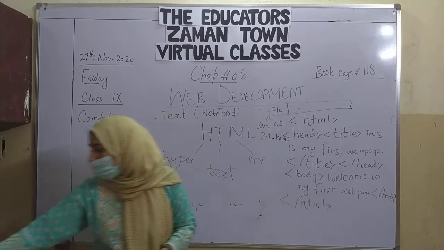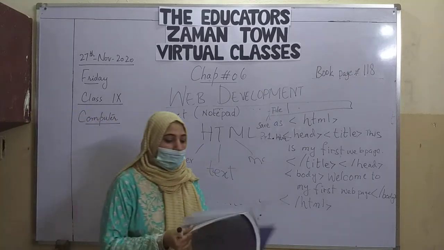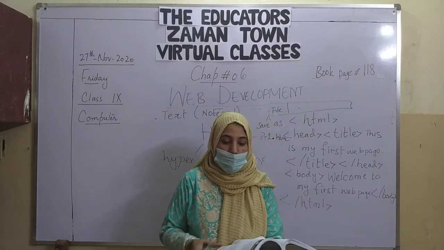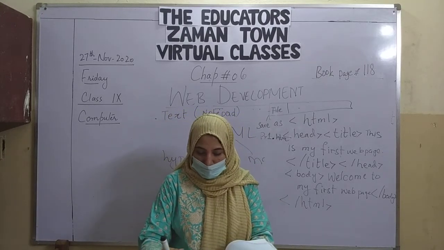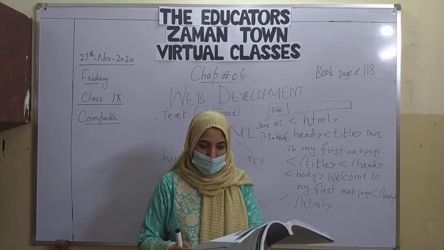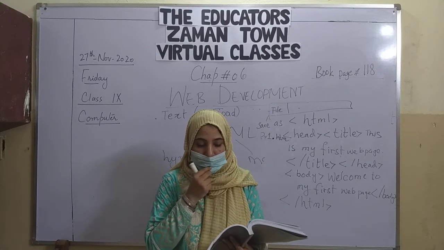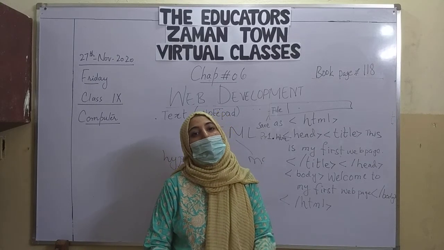Understand? So students, you have to practice all these codes from your book. It's on page number 121, and your homework is given in the portal.